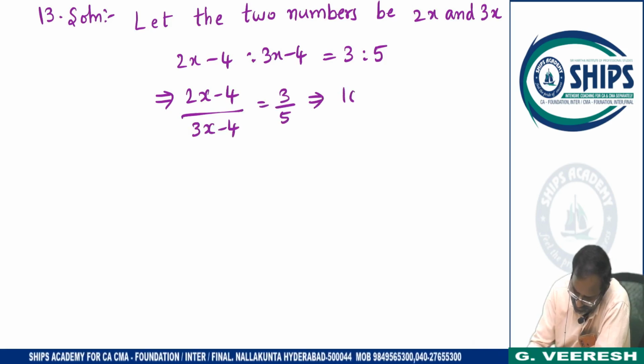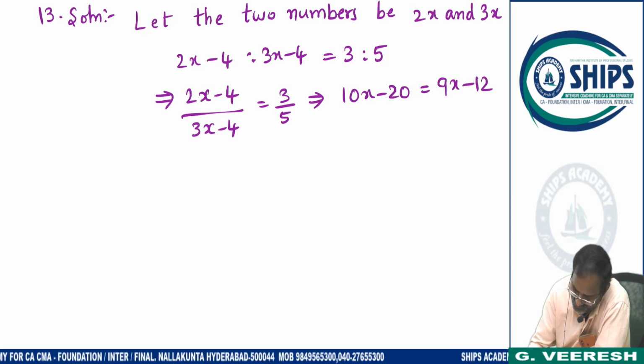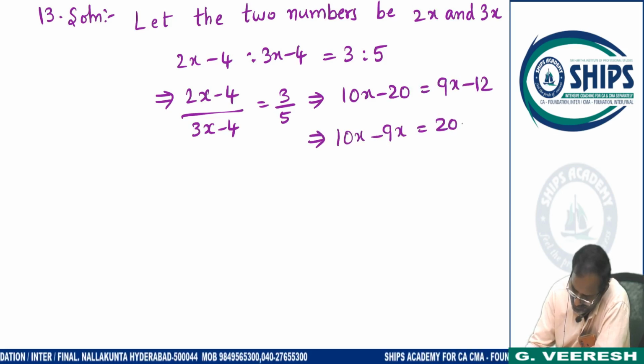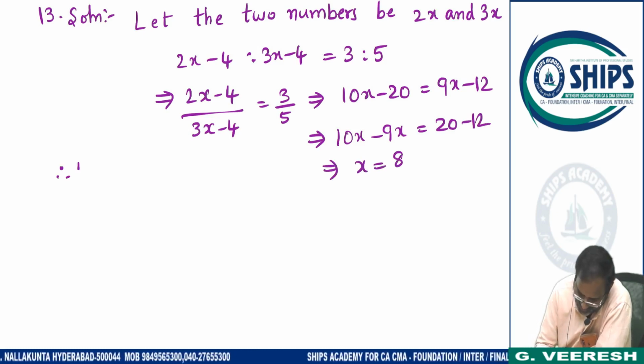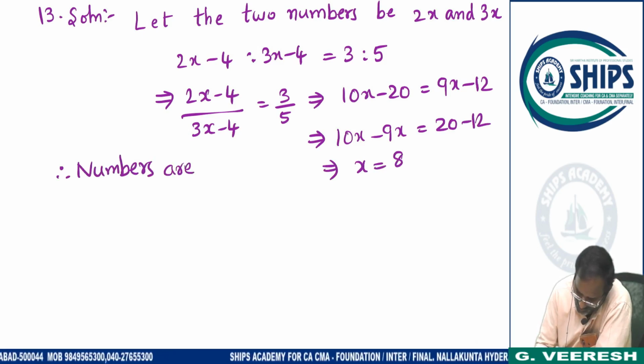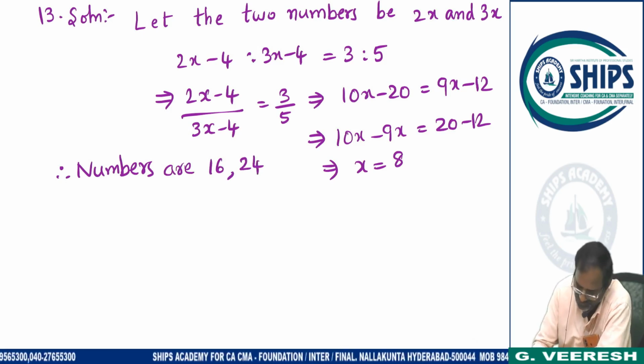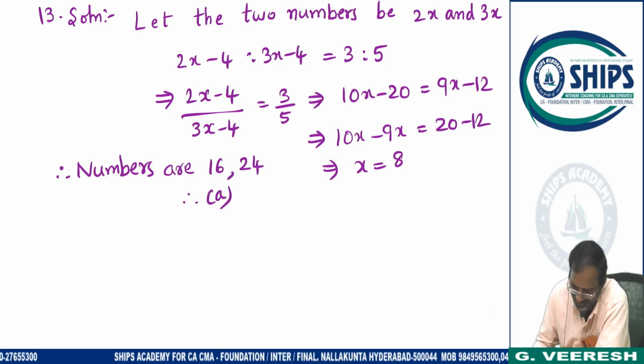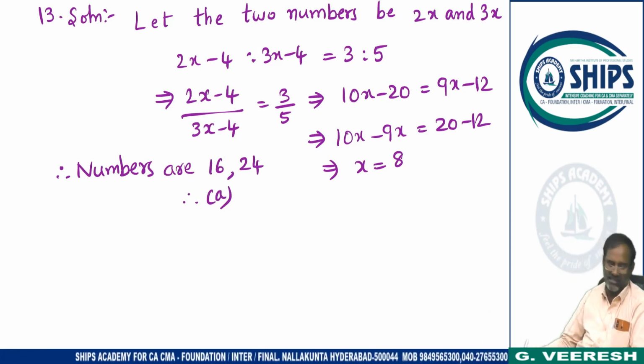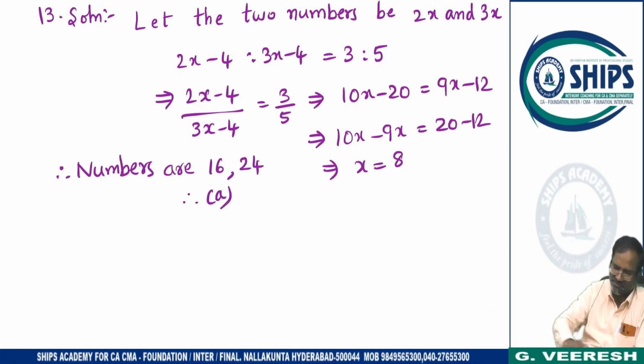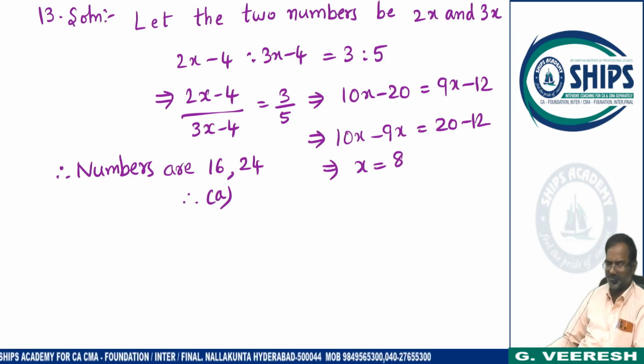Now cross multiply: 10x minus 20 equals 9x minus 12. This is 10x minus 9x equals 20 minus 12. It is nothing but x is equal to 8. So therefore what are the numbers? 2 into 8, 16, and 24. 16 and 24 means which option? Option A. Clear? That is the answer. Now just do it, 16 and 24.